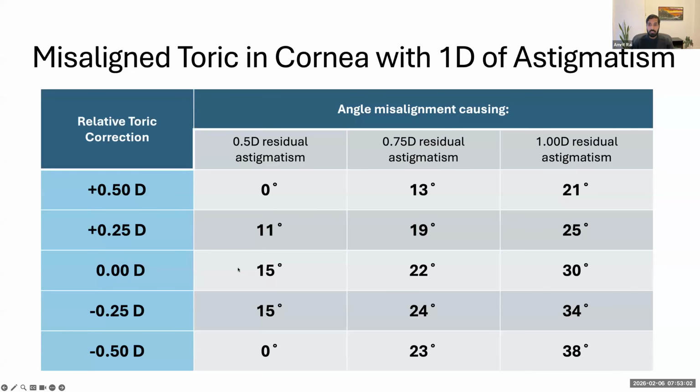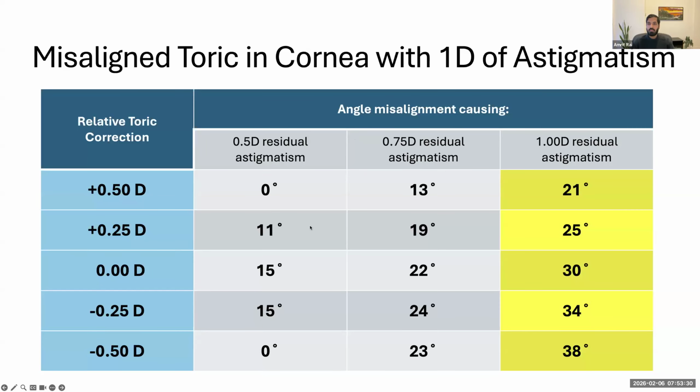Now let's look at this data summarized in a table. We will again assume that our cornea has 1 diopter of astigmatism. This first column here represents overcorrecting, undercorrecting, or perfect correction of your corneal astigmatism. This is the value that you would see in the residual astigmatism section of your biometry printout, because this is what happens with 0 degrees of misalignment. Your biometer is always going to assume that your toric alignment is perfect.